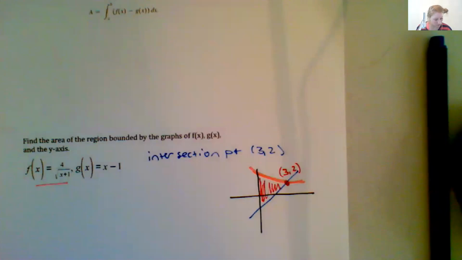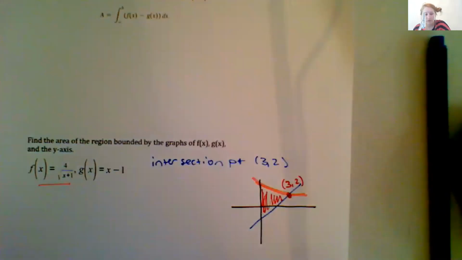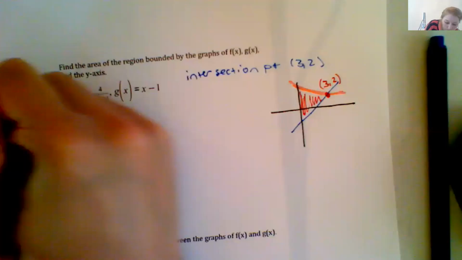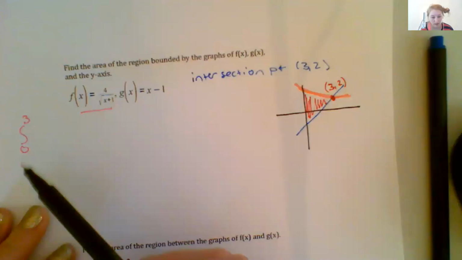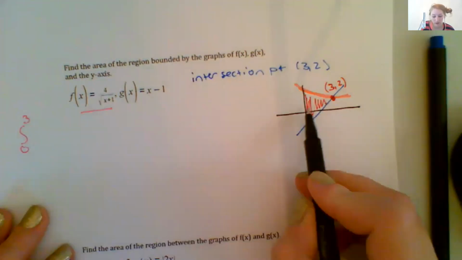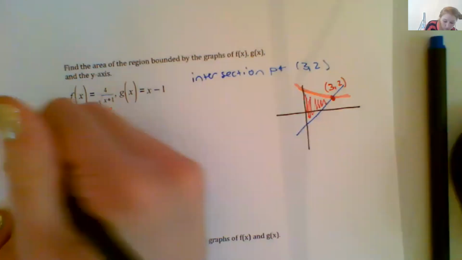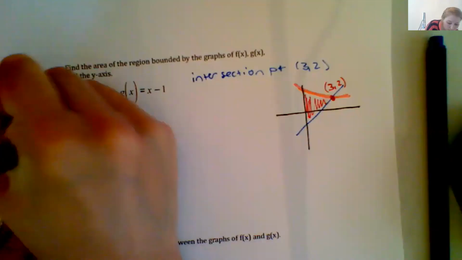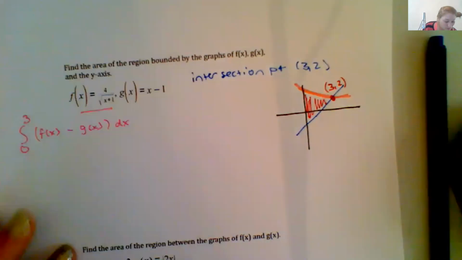Okay. So what we're going to do now is integrate on the bounds from 0 to 3. Now you might be asking yourself, why 0? Well, it's 0 because it's bounded by the y-axis, so my x can't go lower than the y-axis, so it can't go lower than 0. And so we're going to write f of x down, subtract g of x from it, and perform that integration.